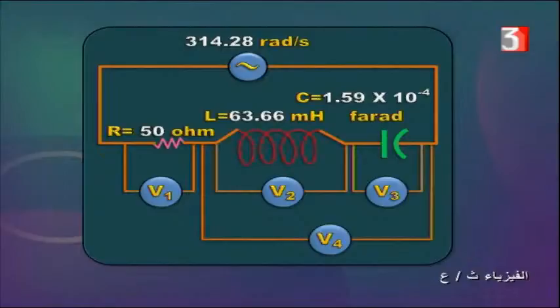314.28 rad per second is the omega. Ohmic resistance equals 50 ohm, inductance given in millihenry 63.66, C capacity equals 1.59 times 10 to the power of negative 4 farad. We want the reading on V1, V2, V3 and V4. We'll do it one by one, but first of all we need to calculate XL, inductive reactance, and we'll do the same concerning the capacitor, capacitive reactance.